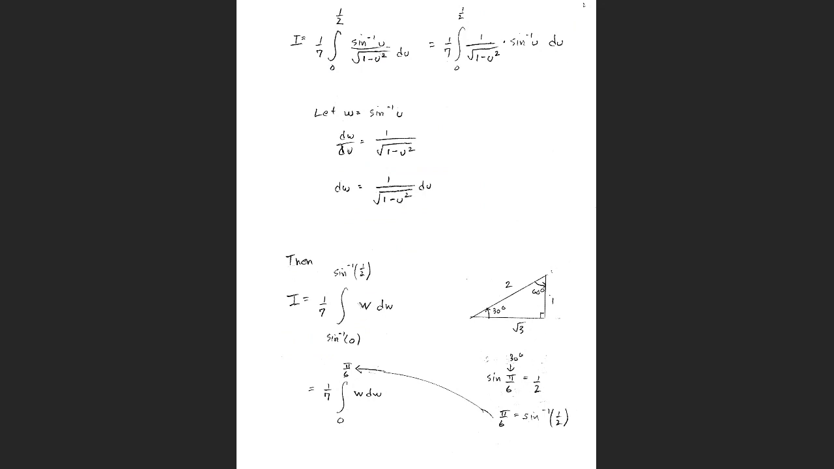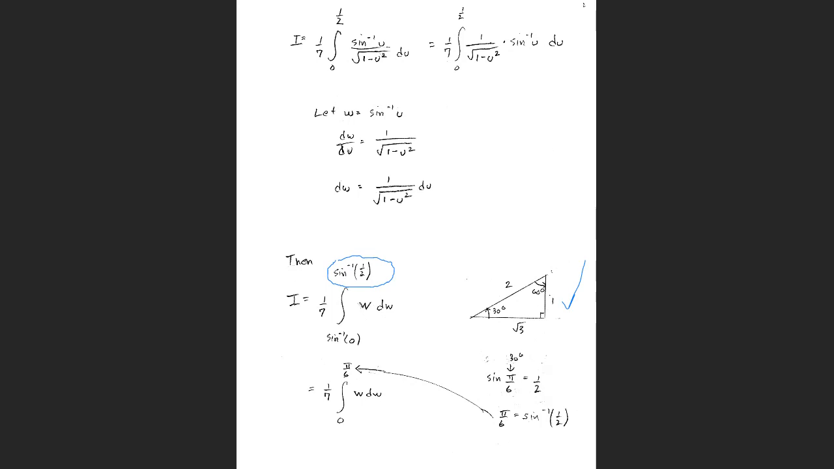So the arc sine of a half means tell me the angle whose sine is equal to a half. That's what that means. So I drew a 30, 60, 90 right triangle. How many of you remember seeing this in trig? Yeah, definitely. It's one of those common triangles.